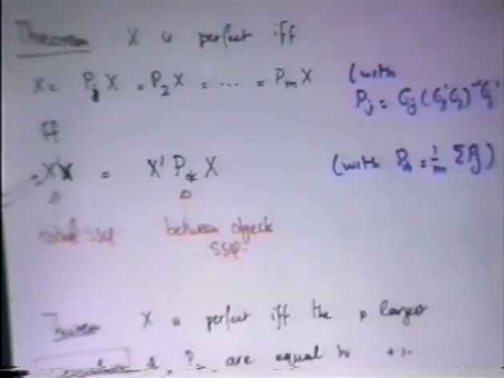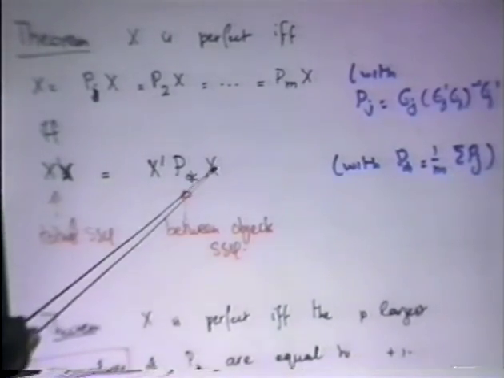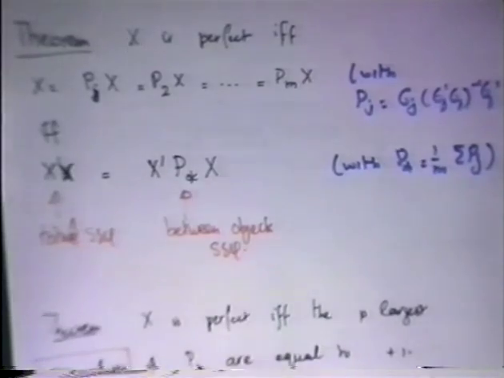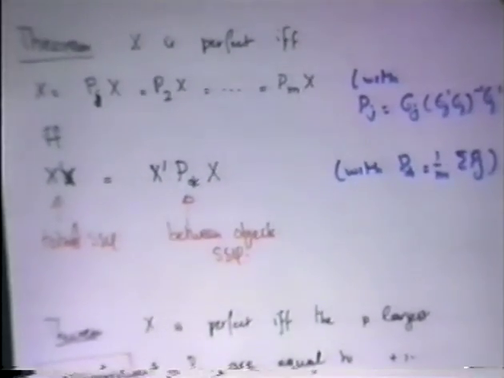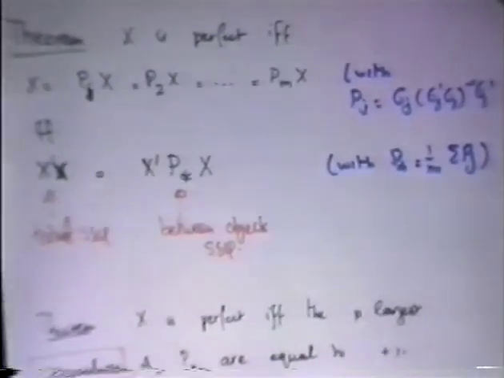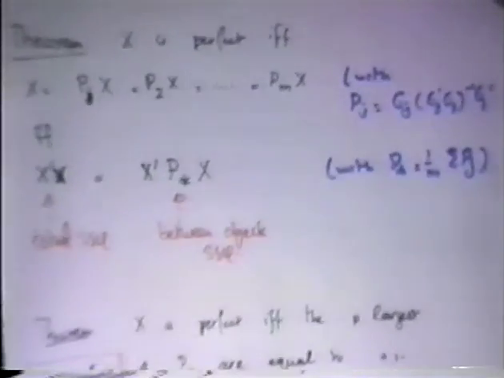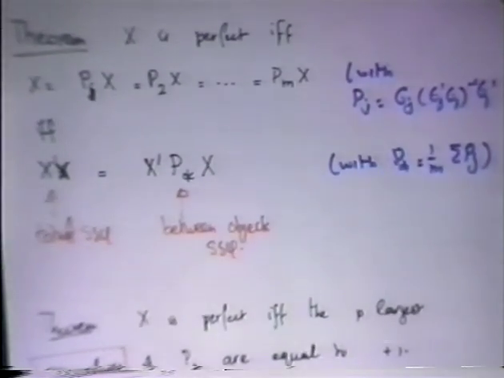And you can again translate this, as in the previous theorem, to cross product conditions, and you find that you must have X prime X equal to X prime P average X. P average is the average of these projectors. And again, this can be interpreted in terms of the total sum of squares of the object scores must be equal to the between objects sum of squares of the object scores. And again, this is just one way of saying that objects which are in the same category of a variable must have the same object score.